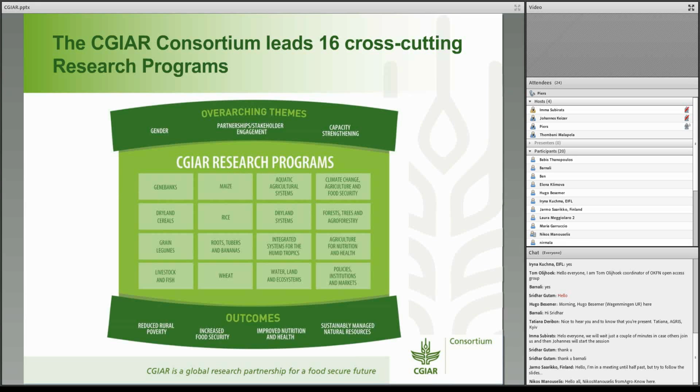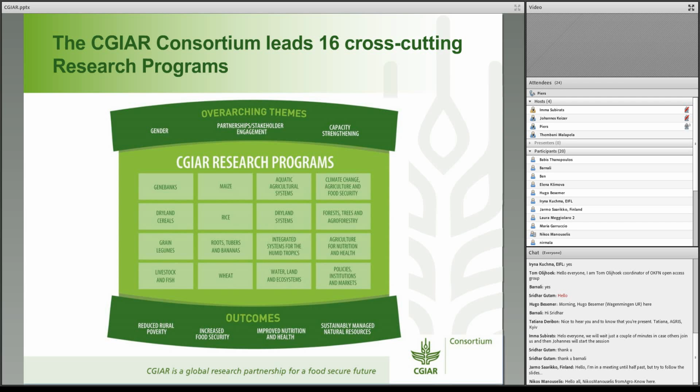This slide shows the 16 cross-cutting research programs. In some cases, such as rice, there are just 2 main centers collaborating, along with hundreds of partners, IRRI and Africa Rice. In other cases, such as our CGIAR program on climate change, agriculture, and food security, or CCAFS, all 15 research centers are partners on the project. And then along with these programs, there are 3 cross-cutting themes. You see those at the top: gender, partnership and stakeholder engagement, and capacity development.